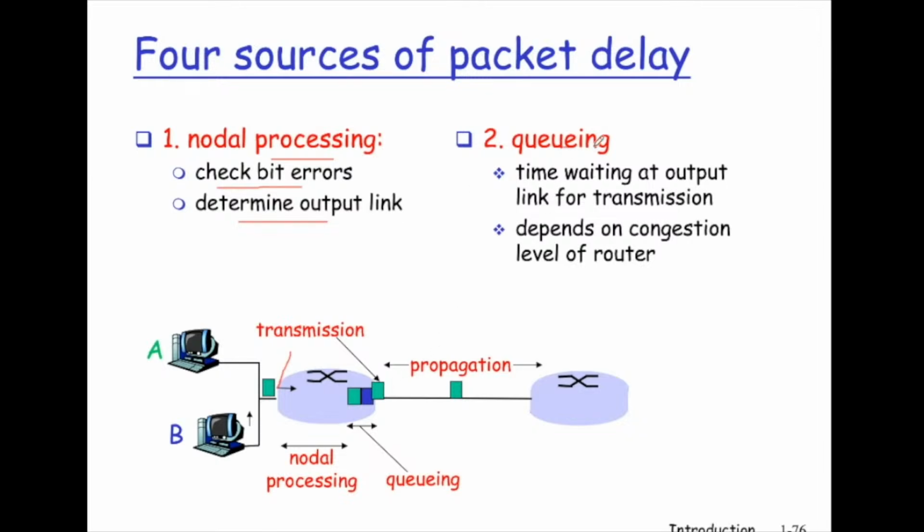Next, queuing delay. That's the time the packet waits until its turn to go out on the output link. So it occurs right here at the buffer space where the packet is queued up. But the amount of wait depends on the congestion level of the router.